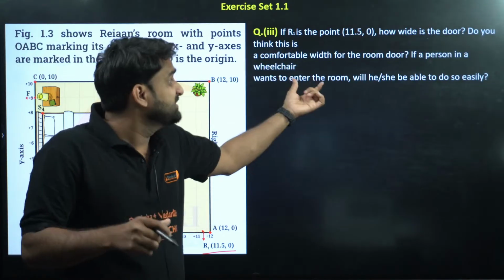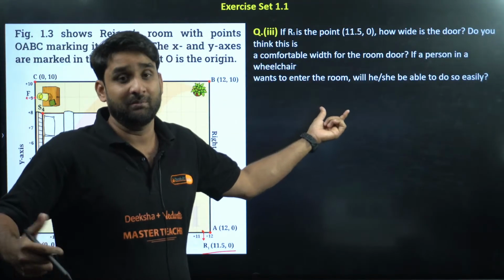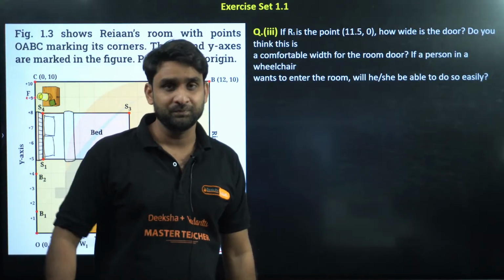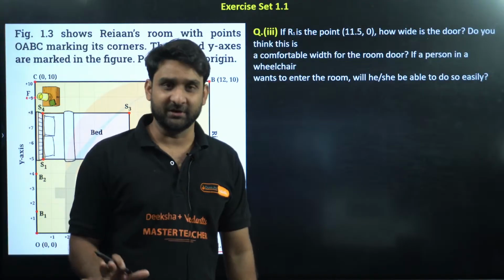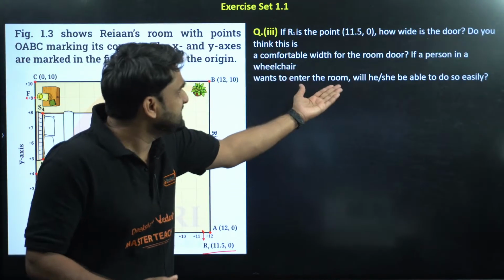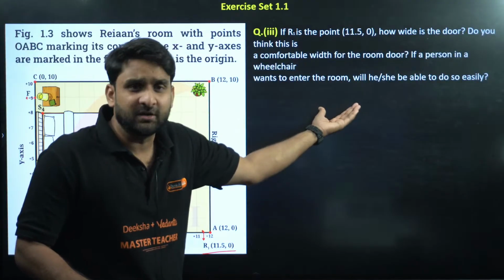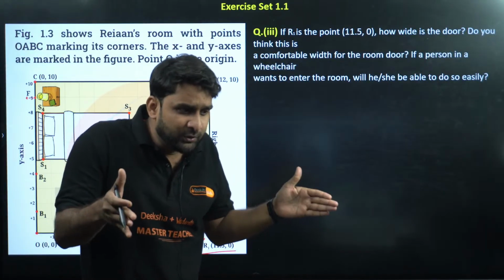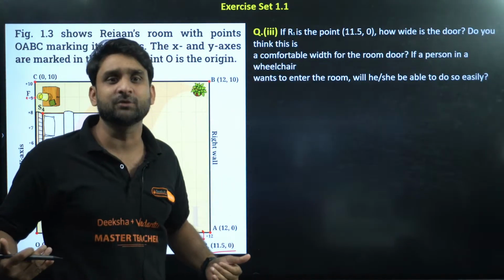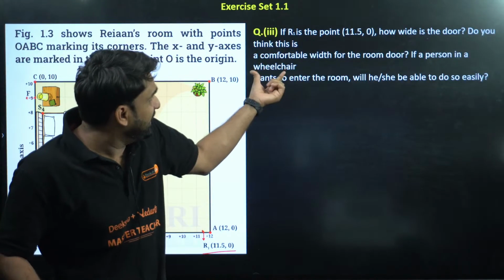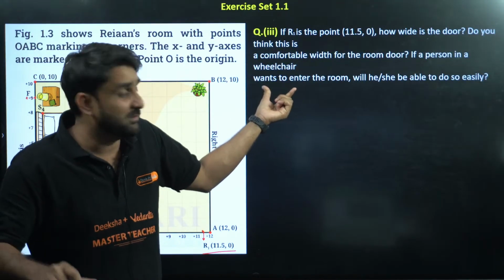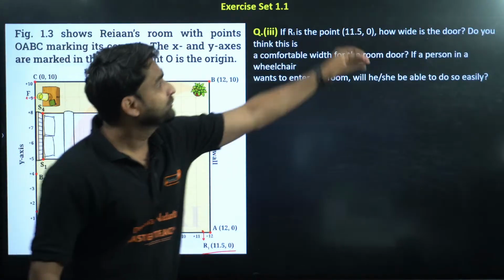So the question is based on your day-to-day, practical life, and this is the beauty of this class 9th mathematics textbook. So don't be afraid of the mathematics textbook, my dear. All the questions are very good quality questions. If there is a person using a wheelchair, what should be the width of the door so that the person can comfortably enter and exit the room? So the question is very good and is linked with your day-to-day life. So let's do the question.